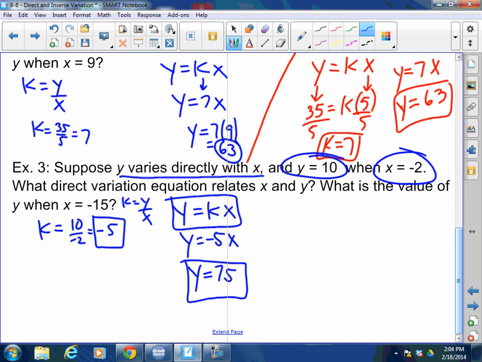My direct variation is y equals kx. What was my k for this example? Negative 5. And then I just plug in the value of x into my direct variation equation.